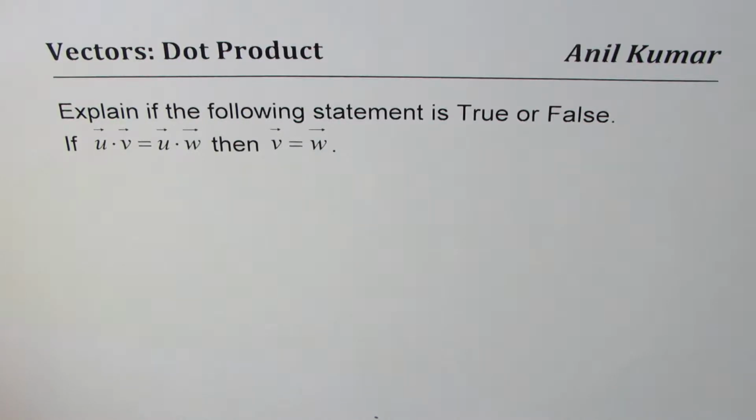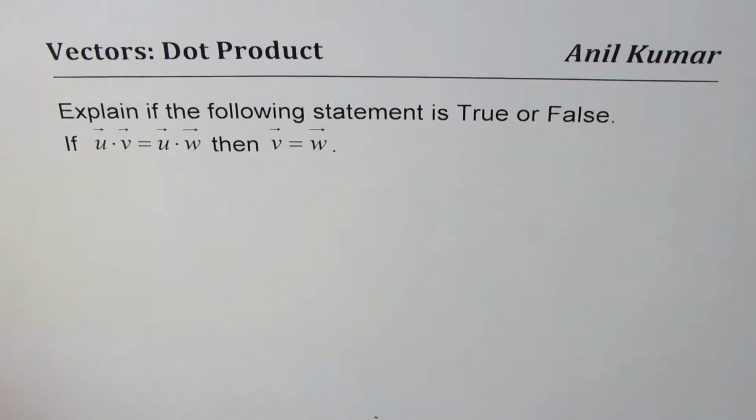The question here is, explain if the following statement is true or false. If dot product of vector u and v is equal to dot product of vector u and w, then vectors v and w are equal. That's the statement. Is it true or false? You can pause the video, answer the question, and then look into my suggestions.